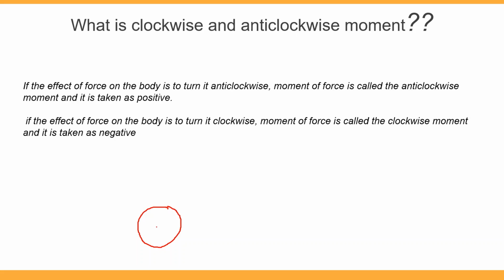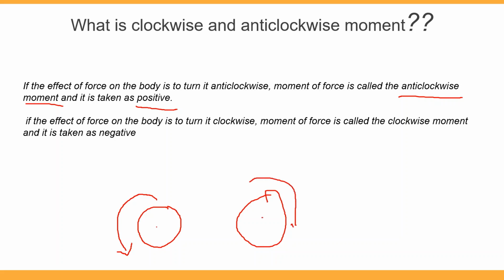So, if the effect of force on the body is to turn it anti-clockwise, that is opposite to the direction of rotation of clock, it is known as anti-clockwise moment and it is taken as positive. If the effect of force on the body is to turn it clockwise, that is to turn it in the direction of rotation of clock, it is known as clockwise moment and it is taken as negative.